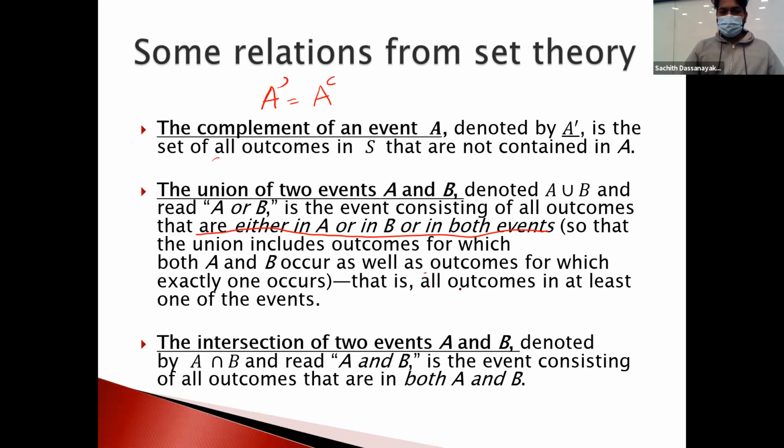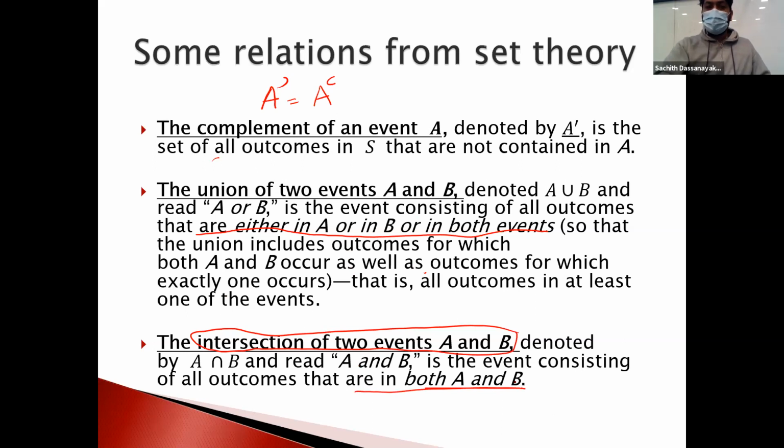Next one is intersection, which means only the common space, the shared space. So we have to consider only the shared space that belongs to A and B. Only the shared space, which consists of all outcomes that are in both A and B.